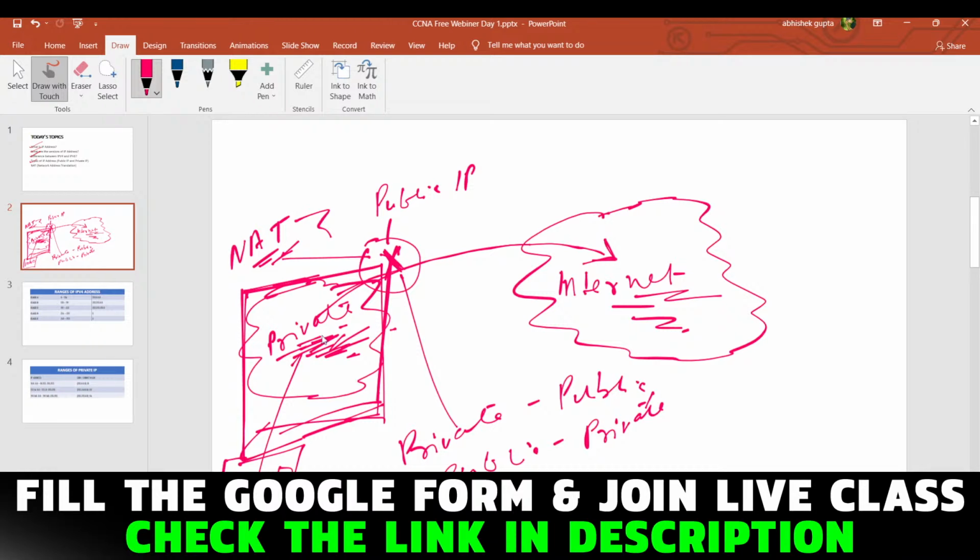So what is the solution here? For any company, they assign private IPs in their local network. They buy one public IP from the ISP, assign it in the router, and configure NAT. By configuring NAT in the router, these private IPs can be converted into a public IP, and they can directly communicate with the internet. Got it?